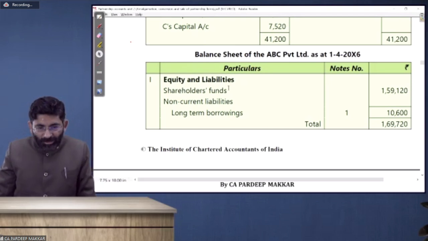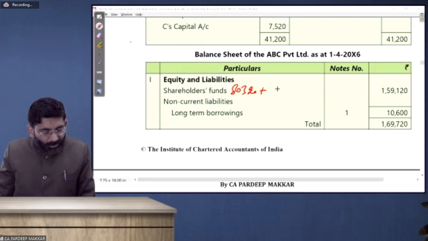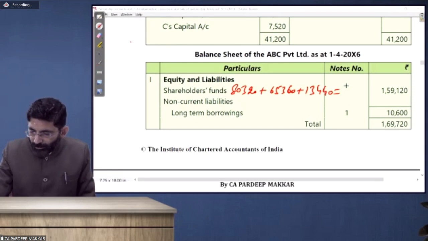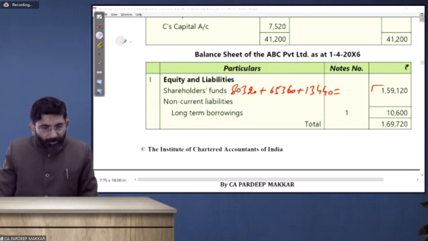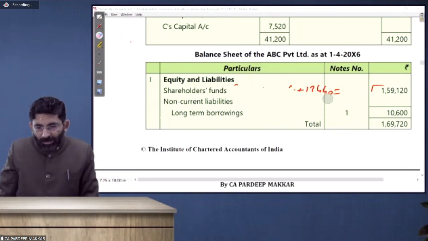We get in partners capital account 80,320 plus 65,360 plus 13,440, $1,59,120. Is that clear? Then long-term borrowings, if any, is there.